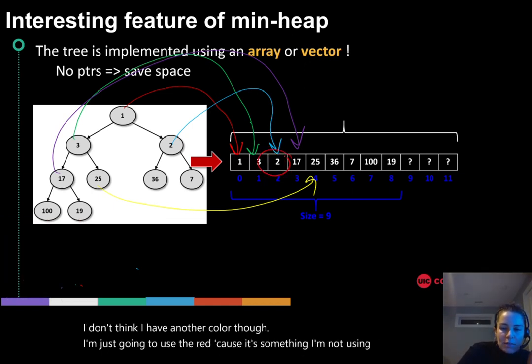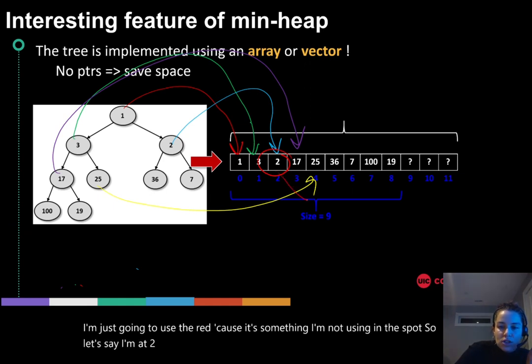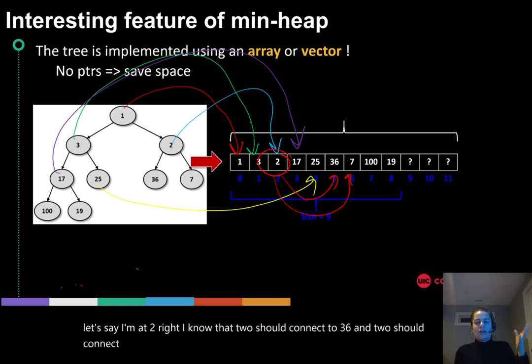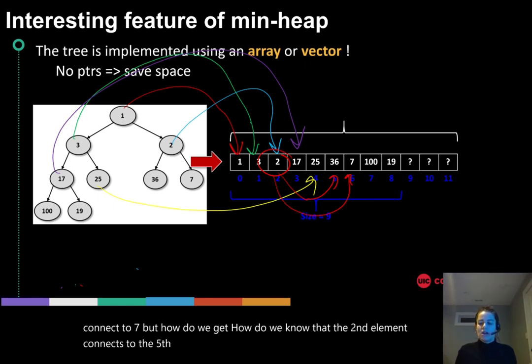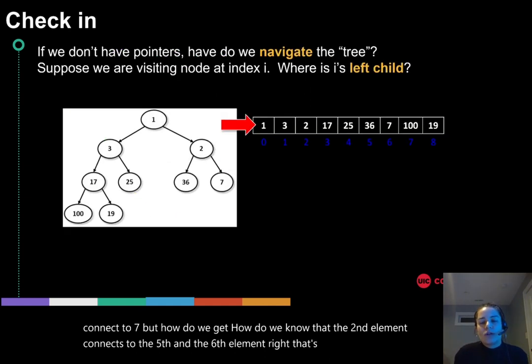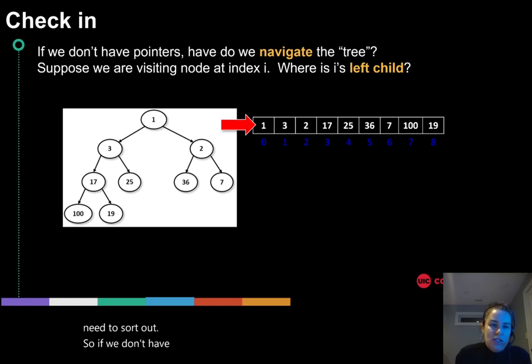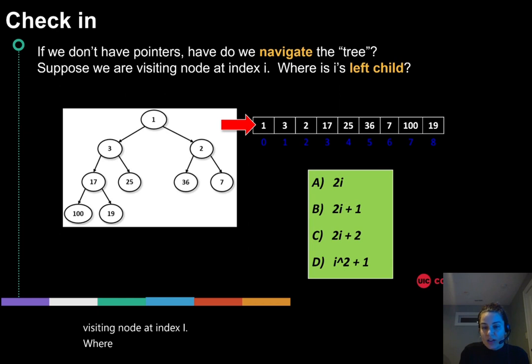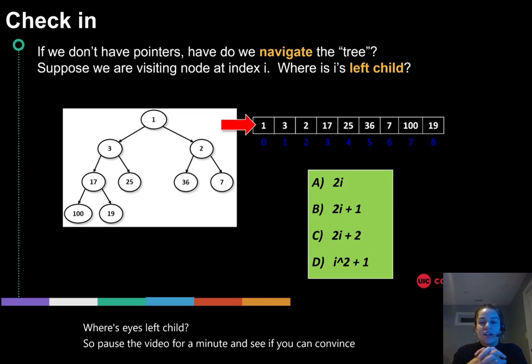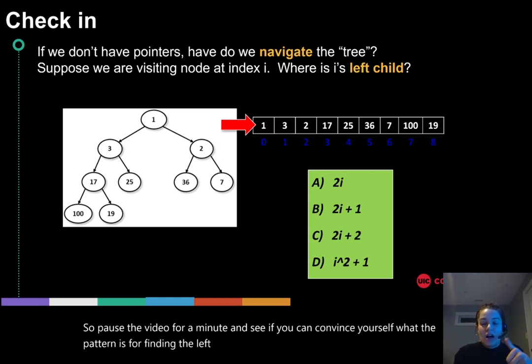So let's say I'm at 2, right? I know that 2 should connect to 36 and 2 should connect to 7. But how do we know that the second element connects to the 5th and the 6th element, right? That's the pattern that we still need to sort out. So if we don't have pointers, how do we navigate the tree? Suppose we are visiting node at index I. Where's I's left child? So pause the video for a minute and see if you can convince yourself what the pattern is for finding the left child of any index I.